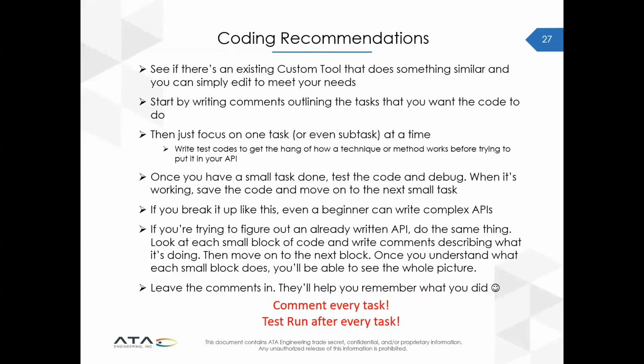If you're trying to figure out an already written API, like one of the custom tools, do the same thing. Just break it up. Look at each line, look at each block, write a comment saying what that line's doing, and move on. And then once you have written out your comments, you'll be able to see the whole picture of what the code's doing. And then you might as well leave those comments in. They'll help you remember what you did. They'll help the next guy.